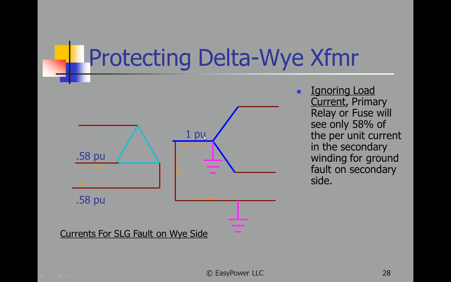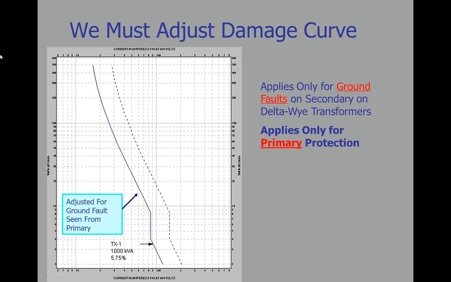So when I have my full current, let's say this is where the 1 is on my transformer damage curve, I've only got 58% of that as seen from the primary side. So I have to adjust the damage curve, and we do that by plotting a second curve. It's 58%, which is 1 over the square root of 3. So I plot a second curve, and I try to stay under this with my primary protection. But remember, this only applies to ground faults on the secondary of a delta-Wye transformer, and it only applies for the primary protection.